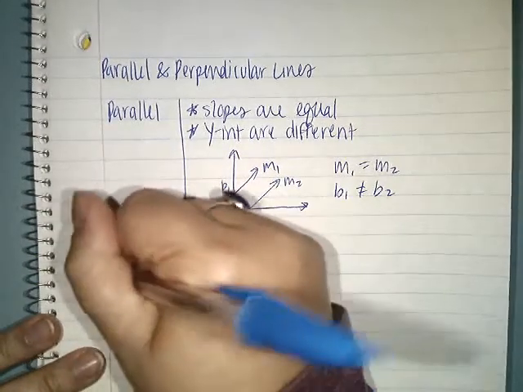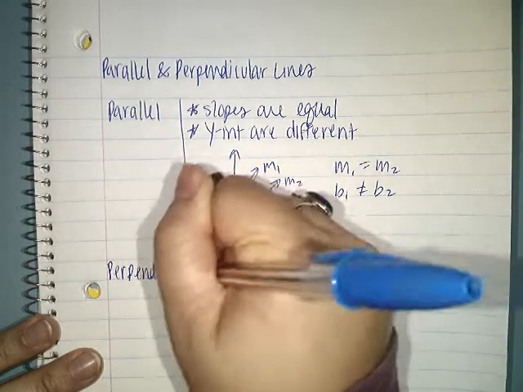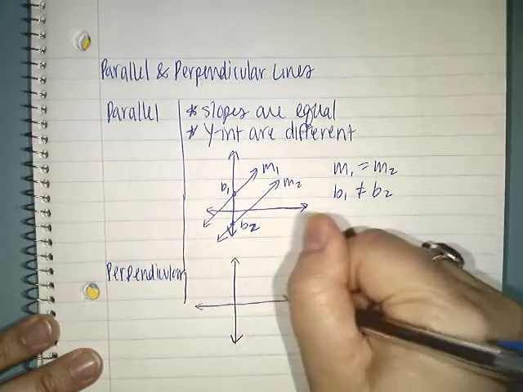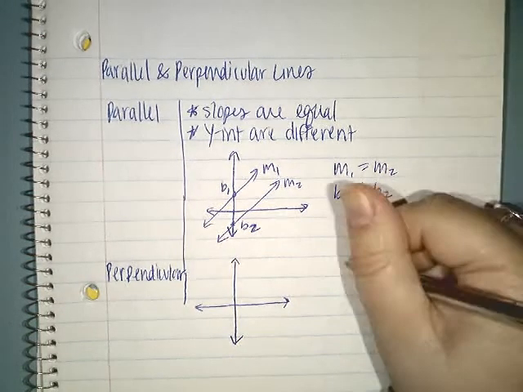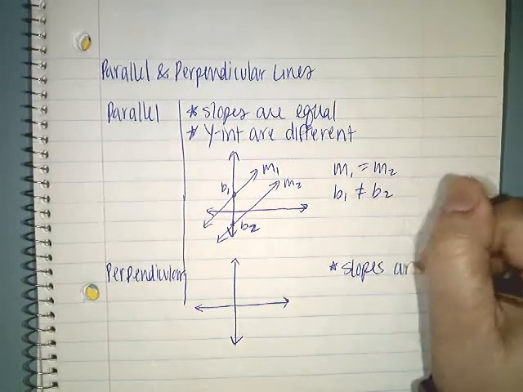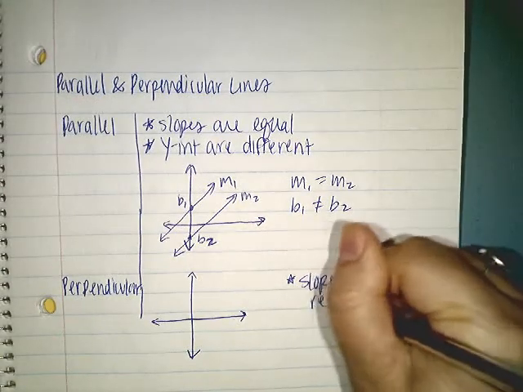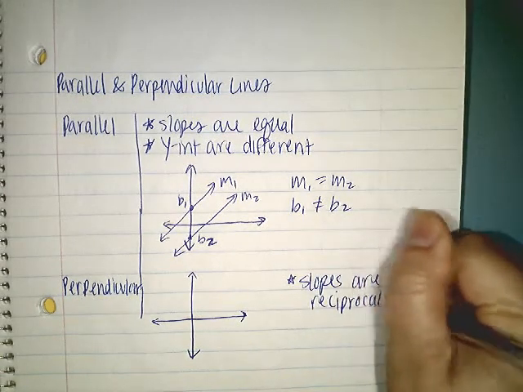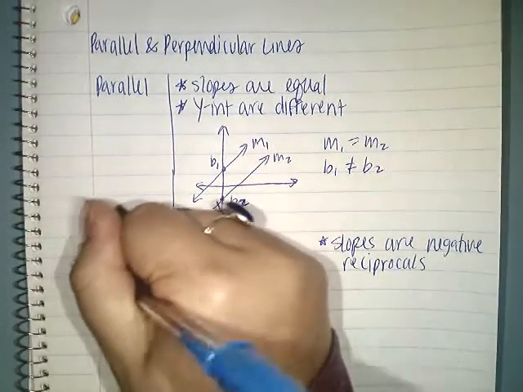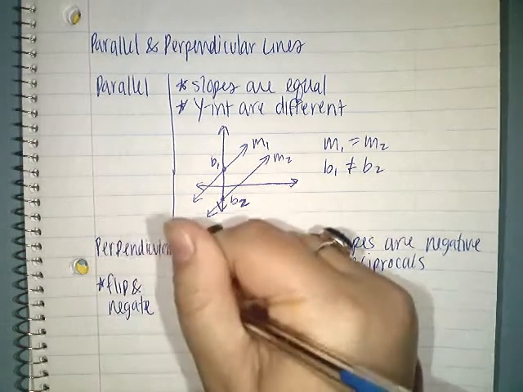All right, so the other one we want to talk about is perpendicular. So I mentioned these yesterday as well. Perpendicular lines are negative reciprocals. So, sorry, I meant to write this first. Slopes are negative reciprocals. And what that means is that you flip and negate. So I'm putting a little star here. You flip and negate the slope to get the perpendicular slope. So you flip and negate.